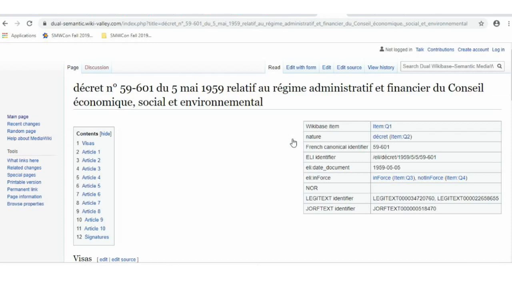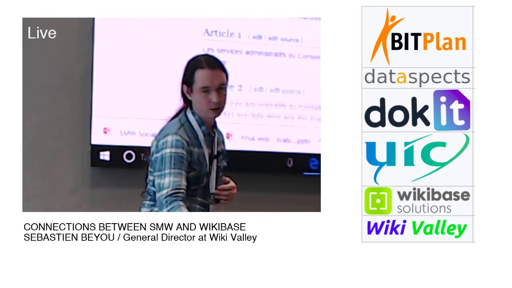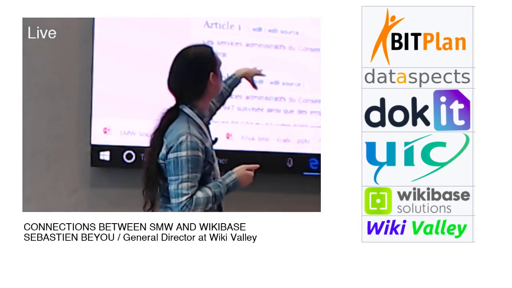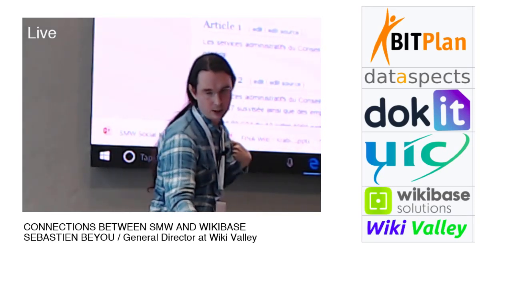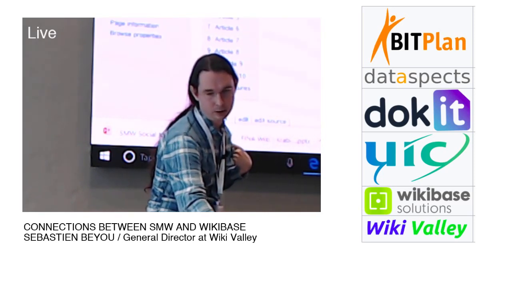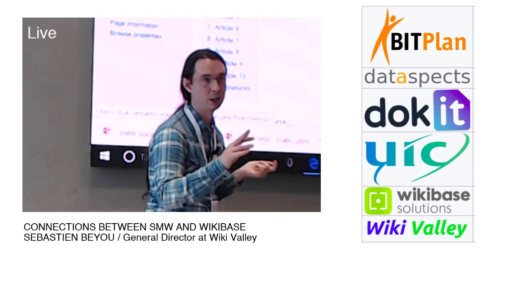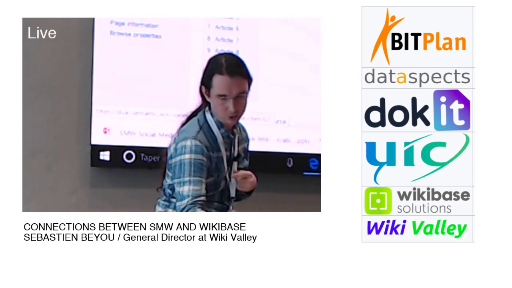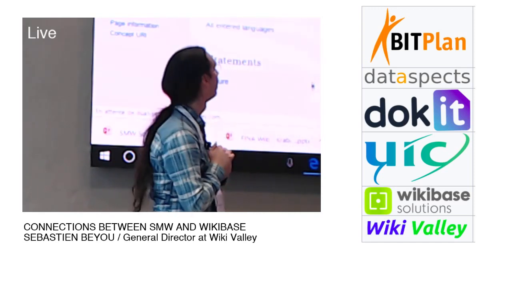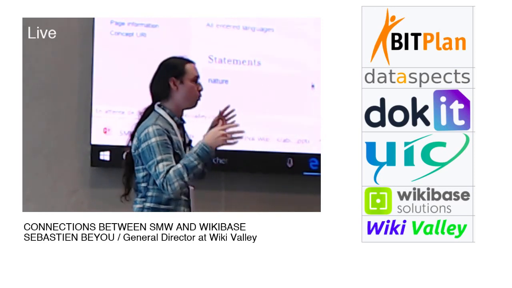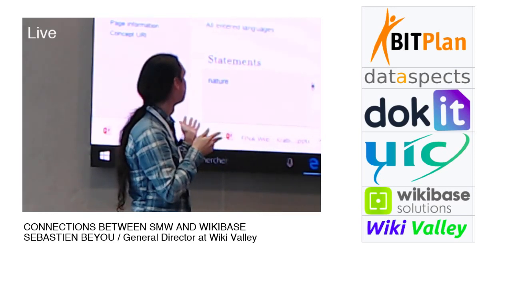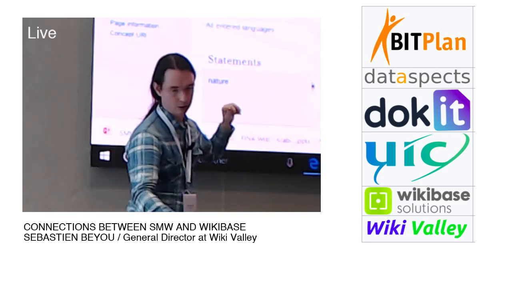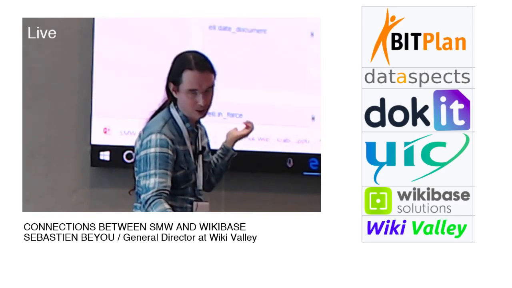So this is a Semantic MediaWiki version, and given it is a wiki page, there can be wikitext. So this is the text of the law. And I made a specific property in Wikibase which links to the alternative in Wikibase. So this is this one. And I recreated the same properties on the Wikibase. So it's very much the same.